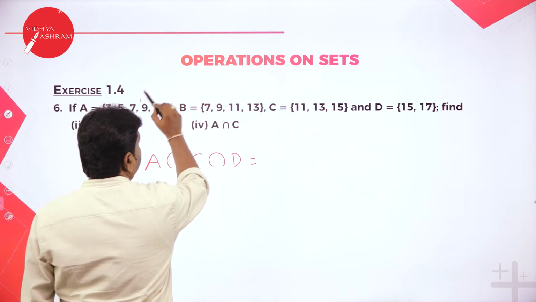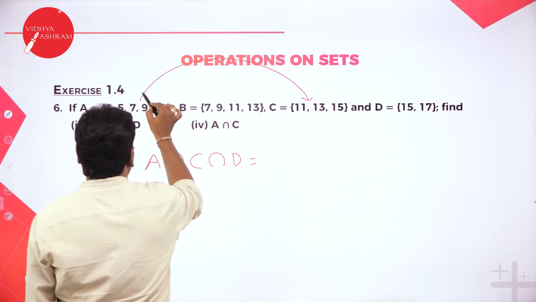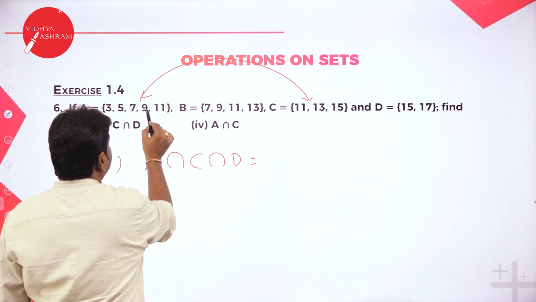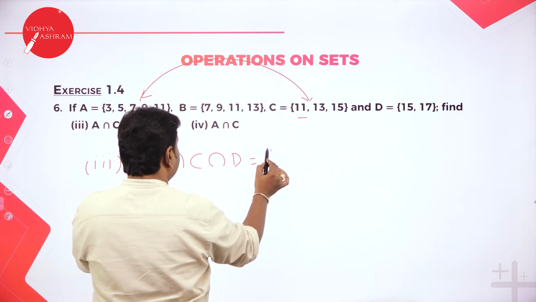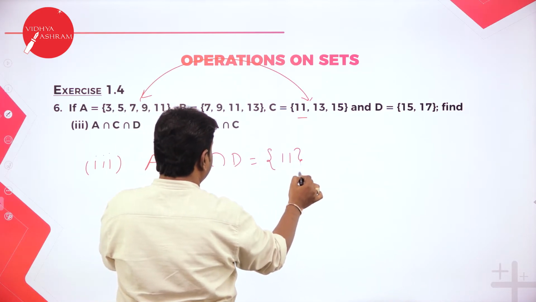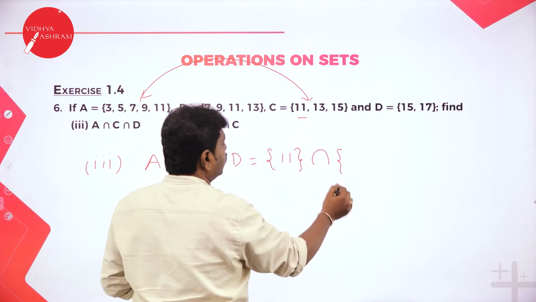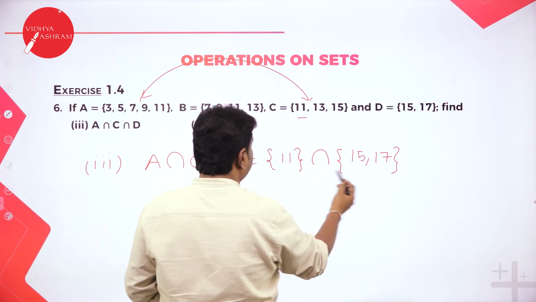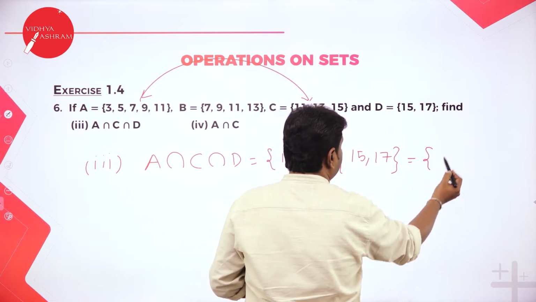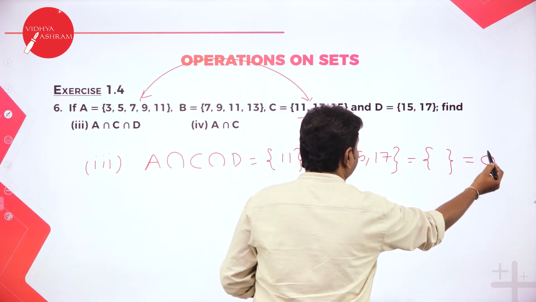What are common in A and C? So 3, 5, 7, 9, 11 and 11, 13, so it will be 11. If I do A intersection C, I'll get 11, only one common element. Intersection D. What is D? 15 and 17. Do we have any common elements in these two? No. So I'll get empty set or null set.